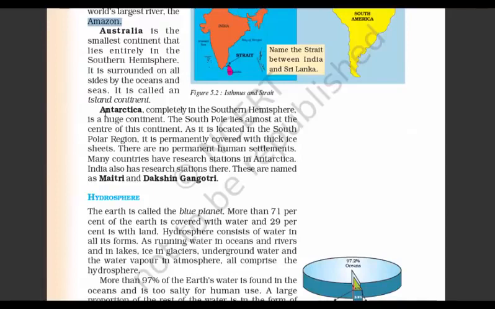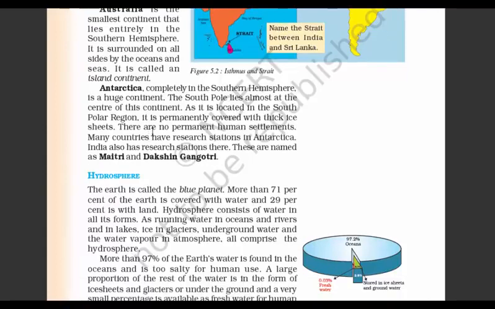And the last continent, Antarctica, which is completely in the southern hemisphere, and it is a huge continent. It's all ice rock. In fact, South Pole lies almost at the center of it, and nobody stays there permanently. People just go there for research purposes. Scientists go there to conduct some kind of research, and again they come back. And hence many countries have their research stations over there. So the two famous research stations of India there in Antarctica are Maitri and Dakshin Gangotri. Remember this, Dakshin Gangotri and Maitri.